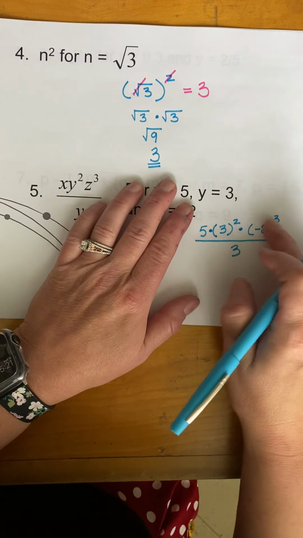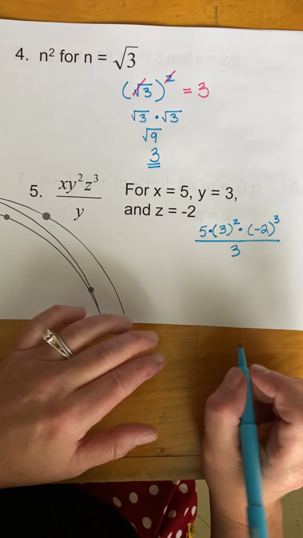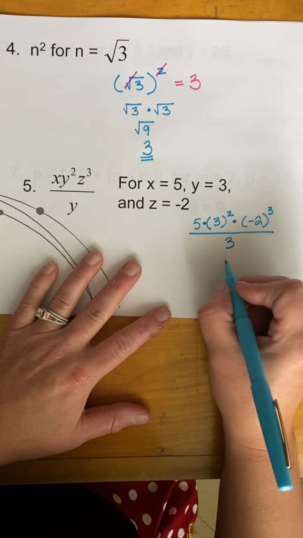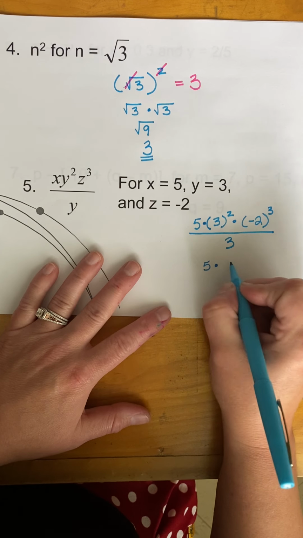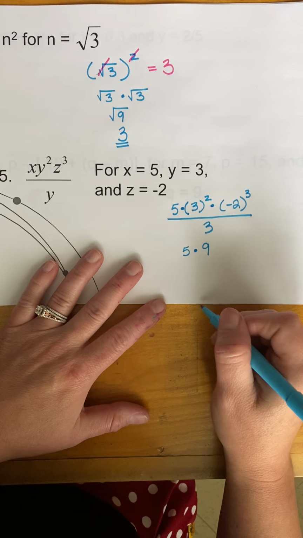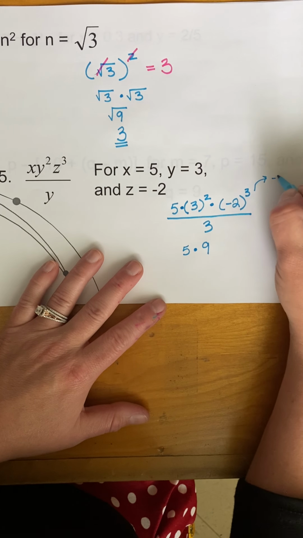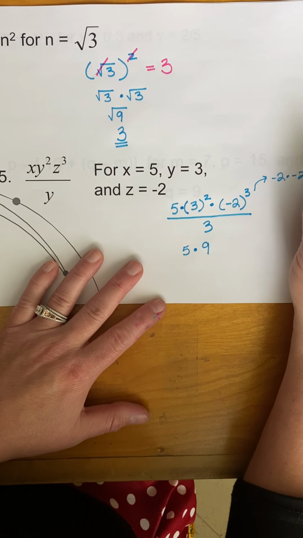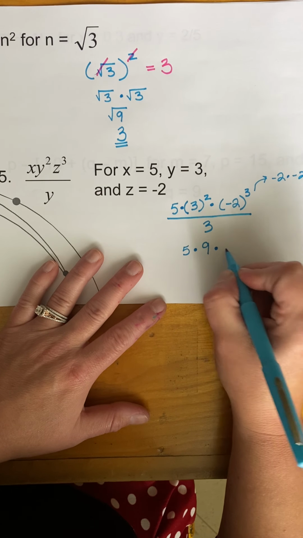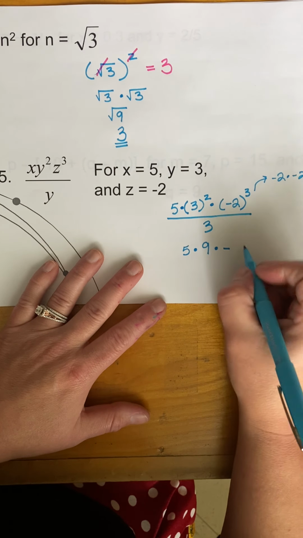So I'm going to handle my business up top before I look at the numerator and the denominator together. We'll do our exponents first. 3 squared is 9, because 3 times 3 is 9. And then we have -2 cubed. Now remember, that is just -2 times -2 times -2. We have an odd number of negatives, so that's going to be a negative product. And 2 times 2 times 2 is 8.